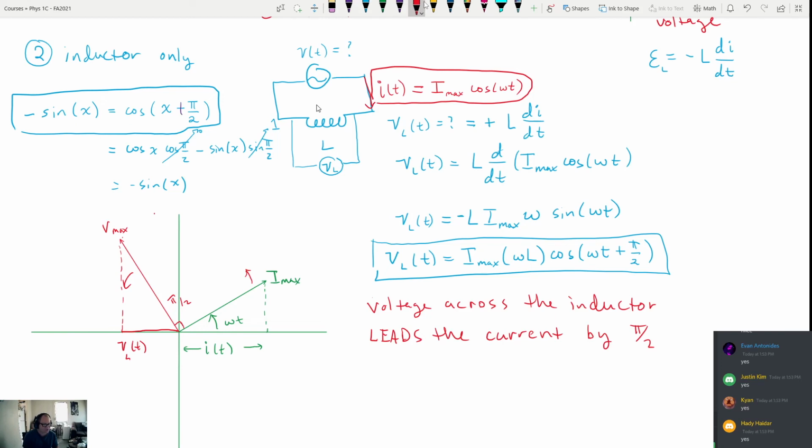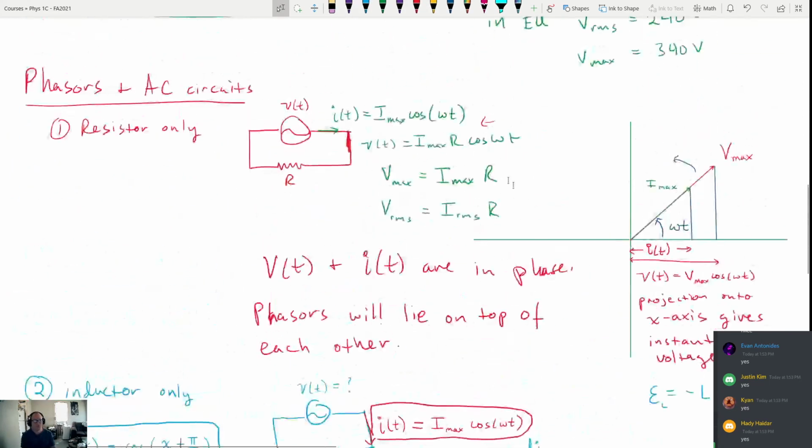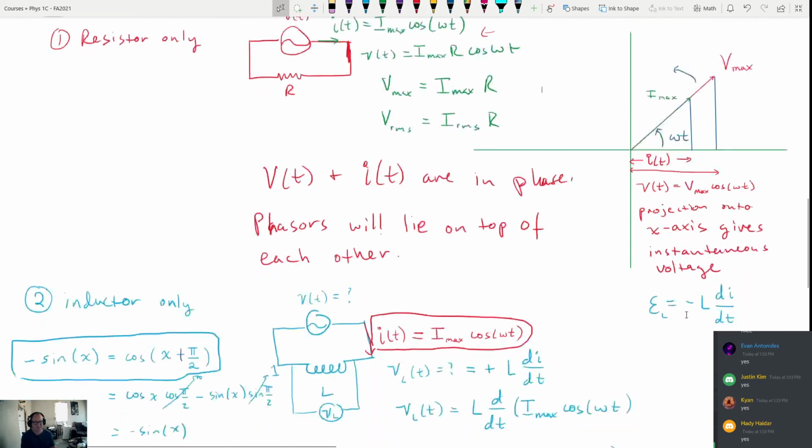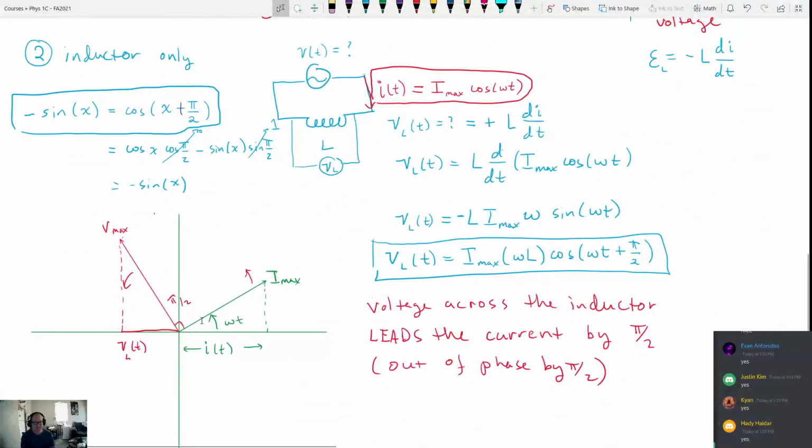The voltage and the current are out of phase. That's another way of saying it. If we compare that to, let's go back to the resistor. For the resistor, this was the current. It has a cosine omega t. This was the voltage. It also has a cosine omega t. The phasors lie on top of each other, so we say that they are in phase. They always lie directly on top of each other. When we have the inductor, what happens is that the voltage across the inductor now leads the current.